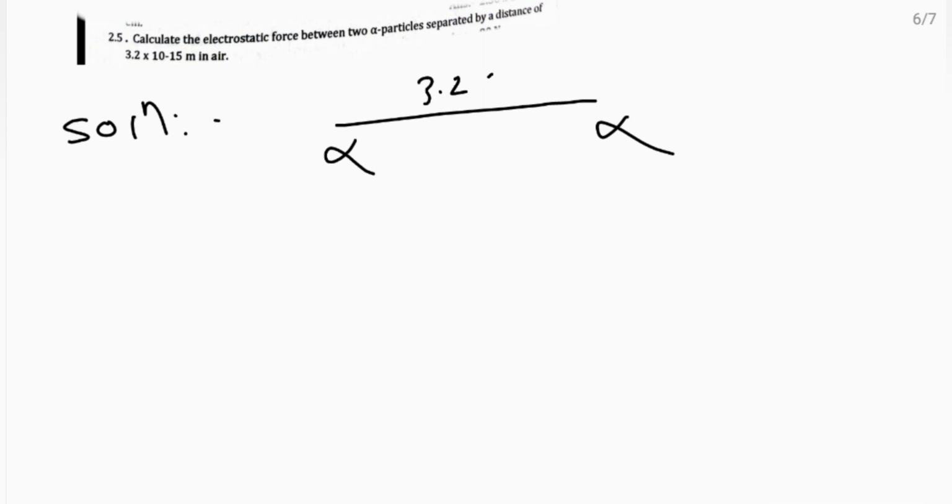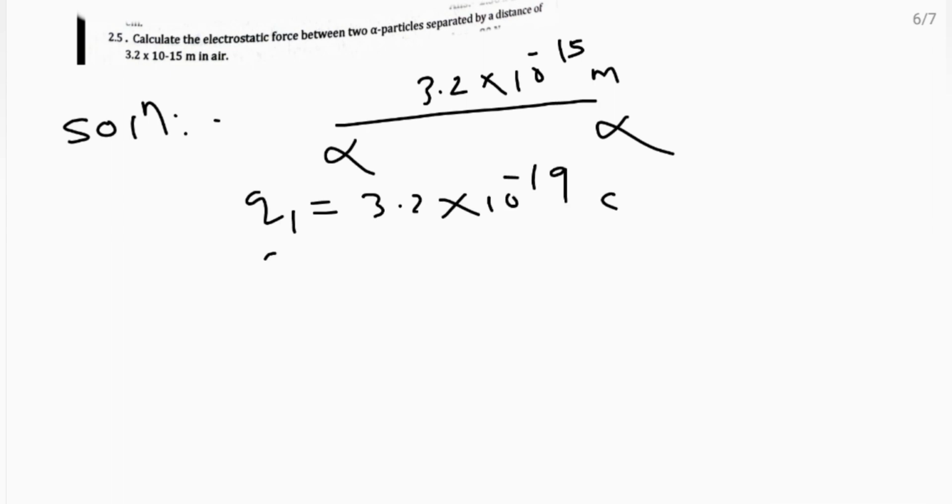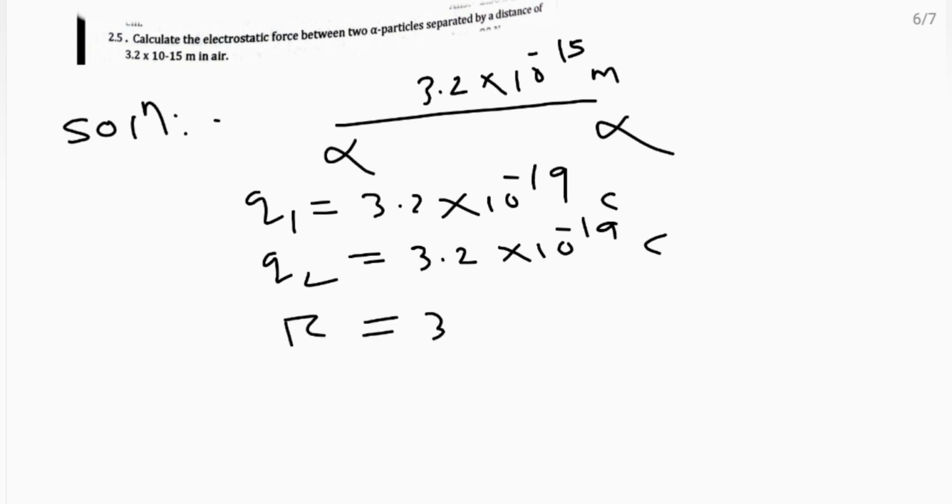So solution. Two alpha particles, so this is one alpha particle and this is one alpha particle, separated by a distance how much? 3.2 into 10 to the power minus 15 meter, and we know the charge of an alpha particle is how much? 3.2 into 10 to the power minus 19 Coulomb, and q2 will be the same because q2 is also the charge of an alpha particle, that is 3.2 into 10 to the power minus 19 Coulomb, and r is given how much? 3.2 into 10 to the power minus 15 meter.